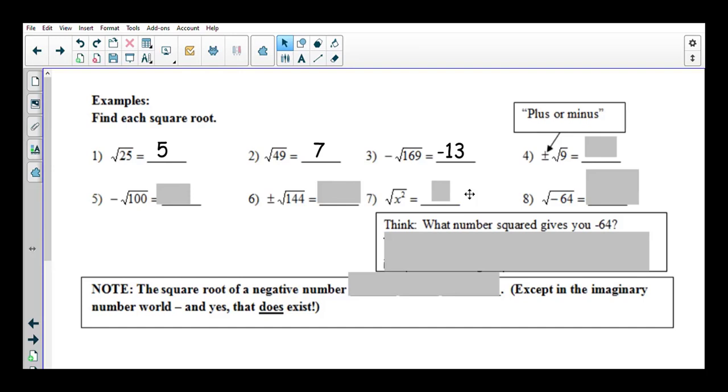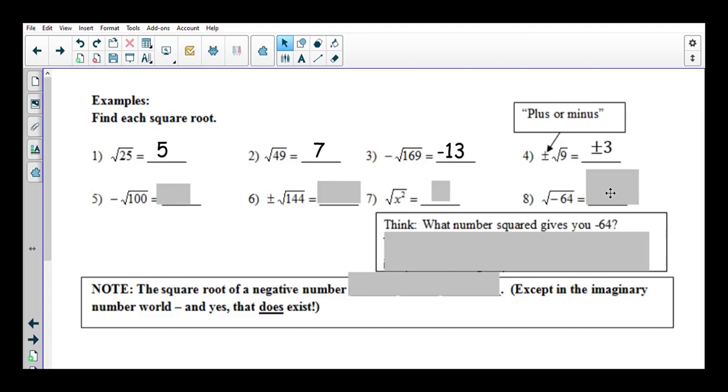Number 4, this is a new symbol for you, probably. It's a plus or minus symbol. We say plus or minus, that's the way we read this. Basically, you're just going to put it on your answers. When I say plus or minus the square root of 9, the square root of 9 is 3, so I write plus or minus 3. What does this mean? It means that it could be positive 3 or negative 3.